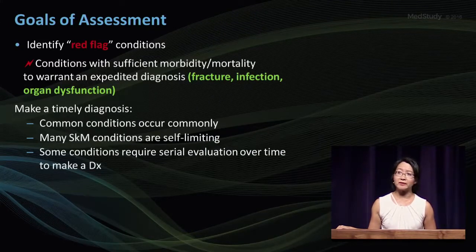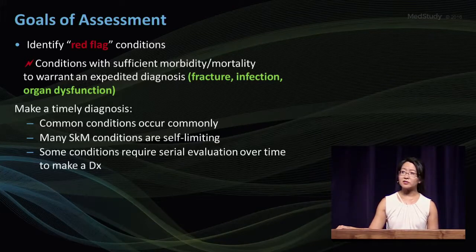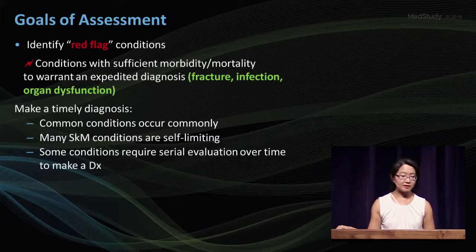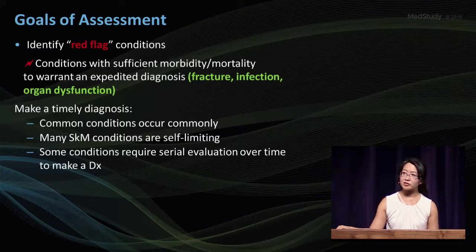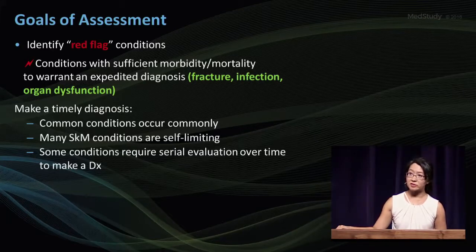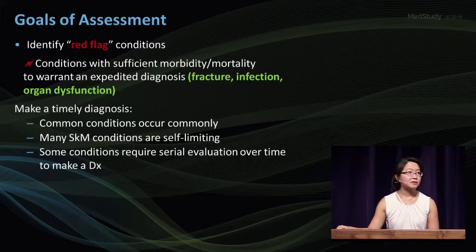You have to know what the red flags are. Red flags are symptoms and diseases that can carry significant morbidity and mortality, where you have to make the diagnosis immediately. This includes fractures, infection, and impending organ damage. So just remember, common conditions occur commonly, and most musculoskeletal conditions are self-limiting. But sometimes you might have to reevaluate the patient several times in order to make the diagnosis.